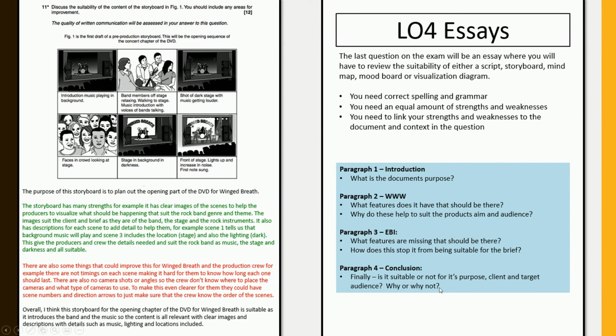Why or why not? So hopefully, if the students read the question, look at the contents, look at the pre-production document and structure their answers in a way, they will definitely be able to maximize their marks for this essay question for Learning Outcome 4.